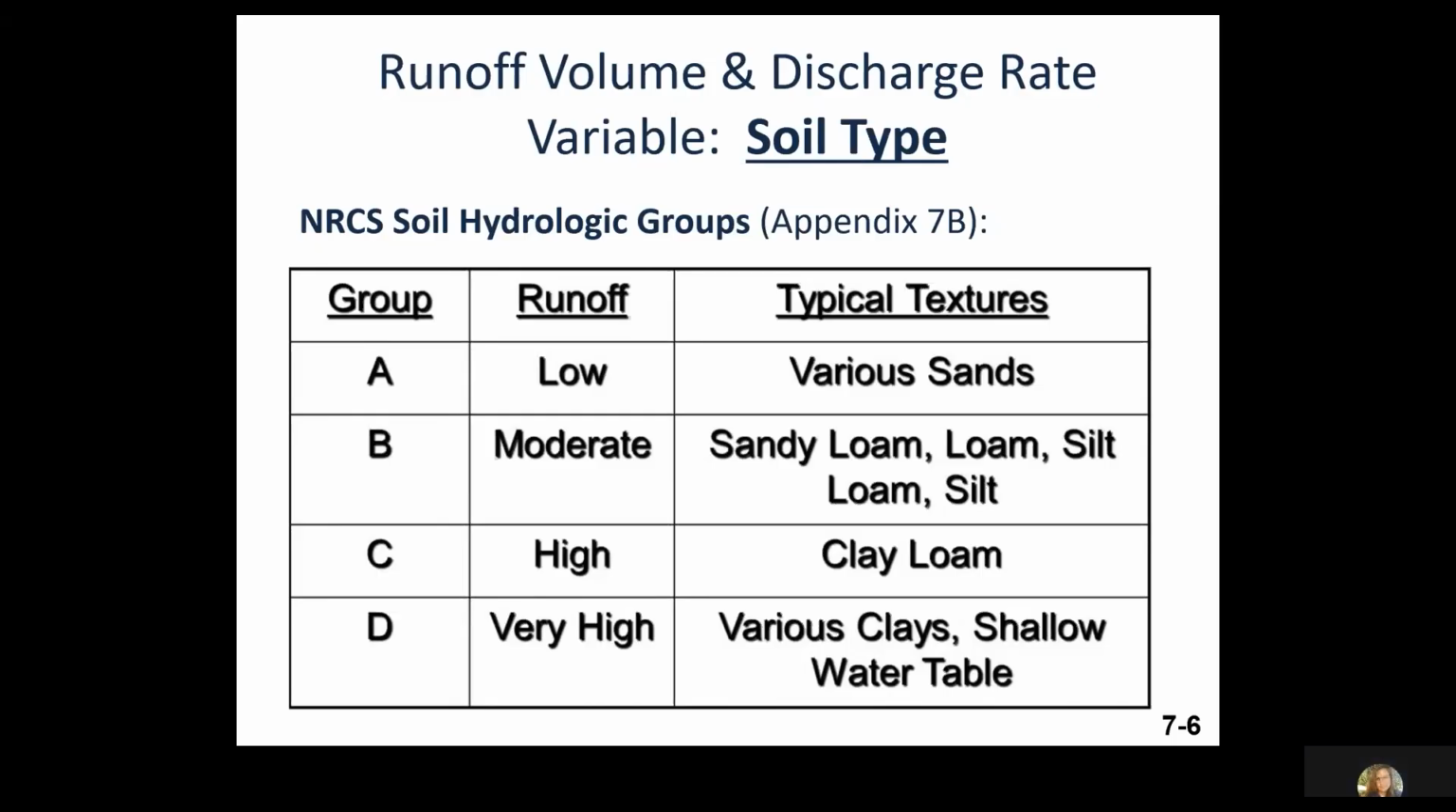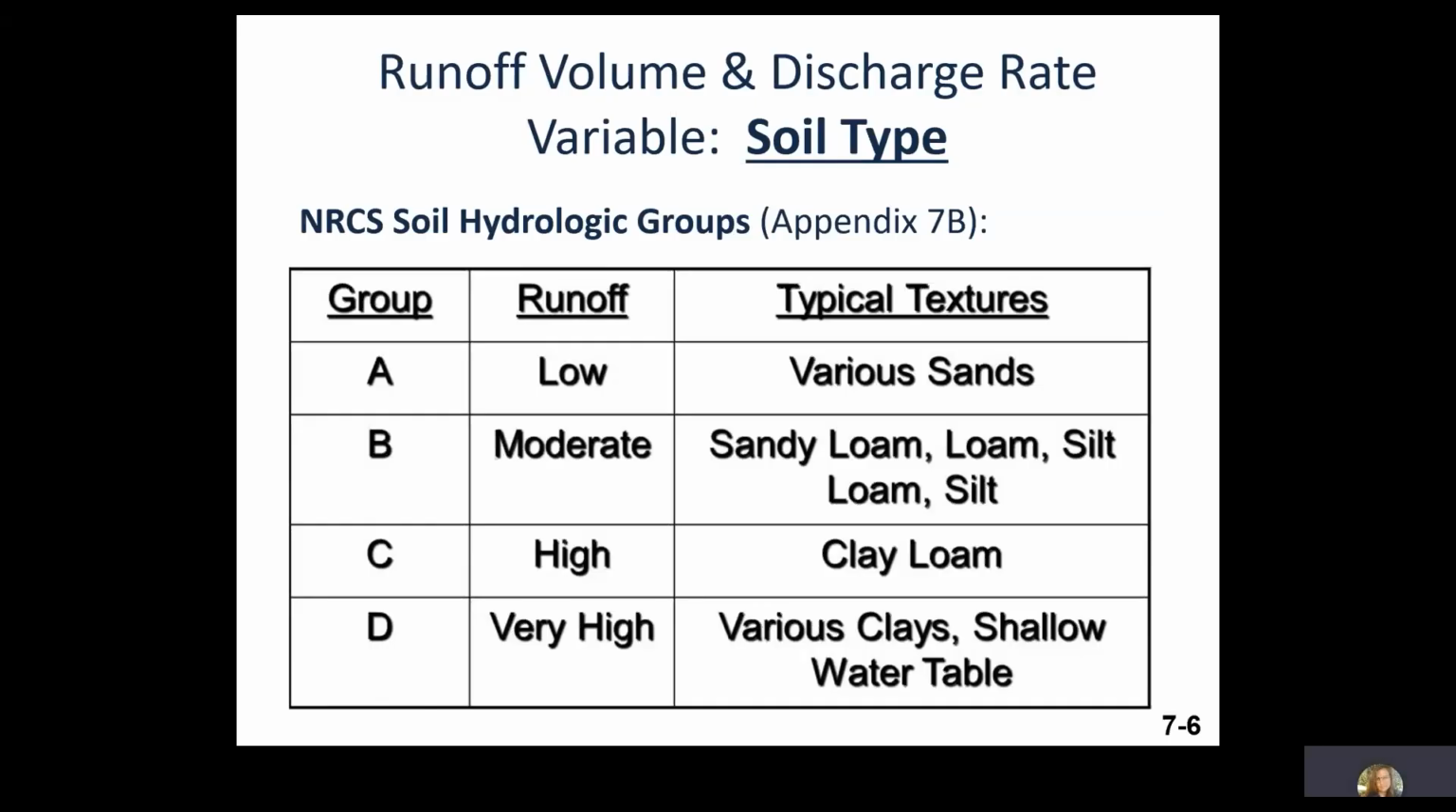Group B. When thoroughly wet but not saturated, these soils display moderate infiltration and transmission rates and runoff volume. They are moderately to well-drained soils, generally moderate in depth, moderately fine to moderately coarse in texture, including sandy loam, silt loam, and silt.